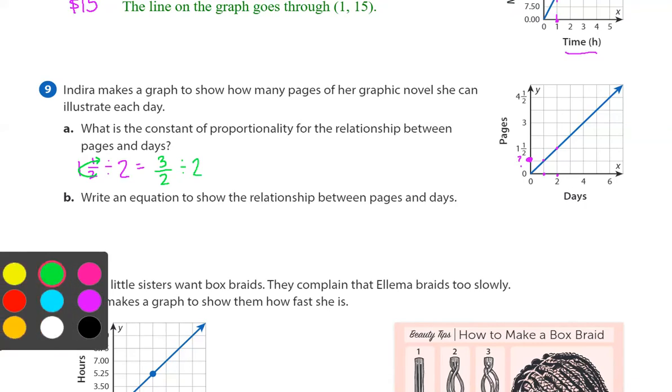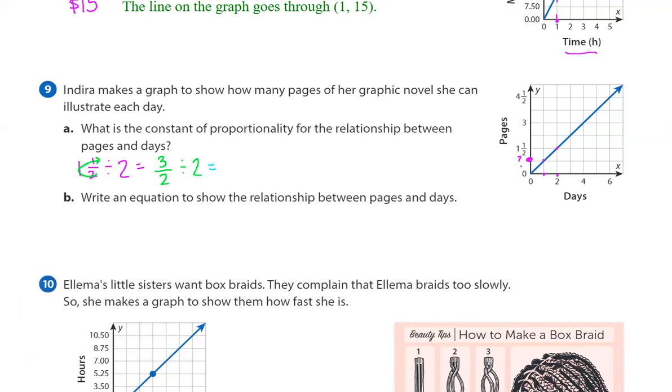And if you recall from last year, because I know I taught you this, we're going to do keep, change, flip, because you already know how to turn a whole number into a fraction. You put a 1 under it. Okay, and that's going to give us 3 times 1 is 3, 2 times 2 is 4. So this right here is not a question mark. It is 3/4. 3/4 of a page per day.